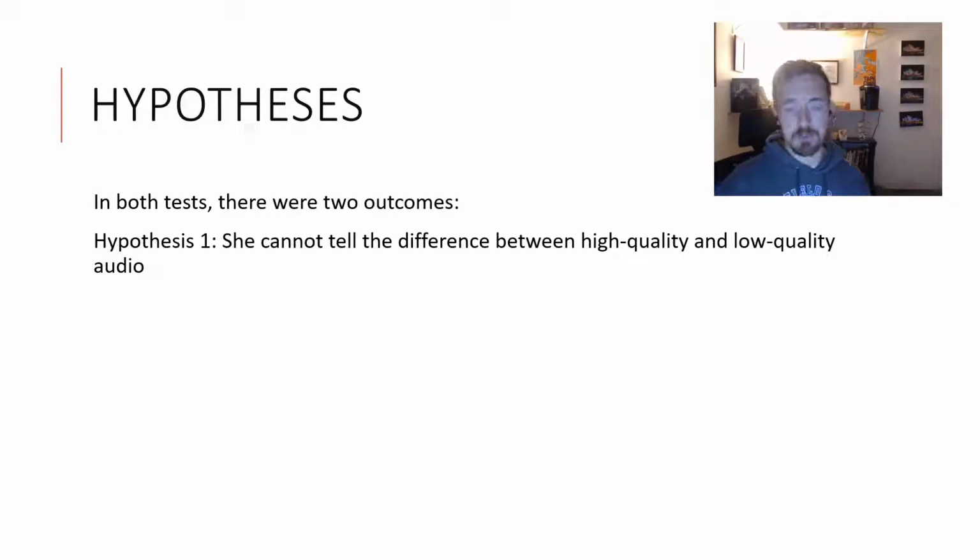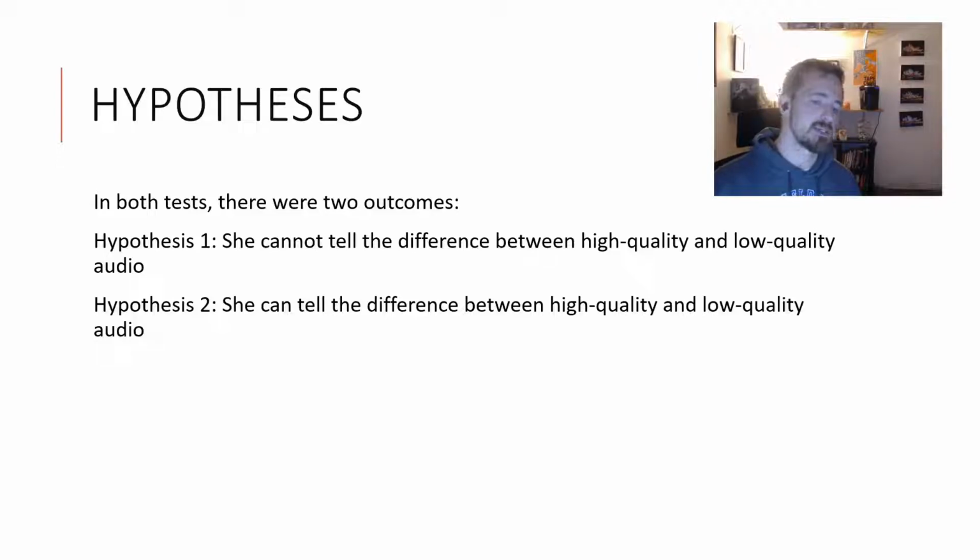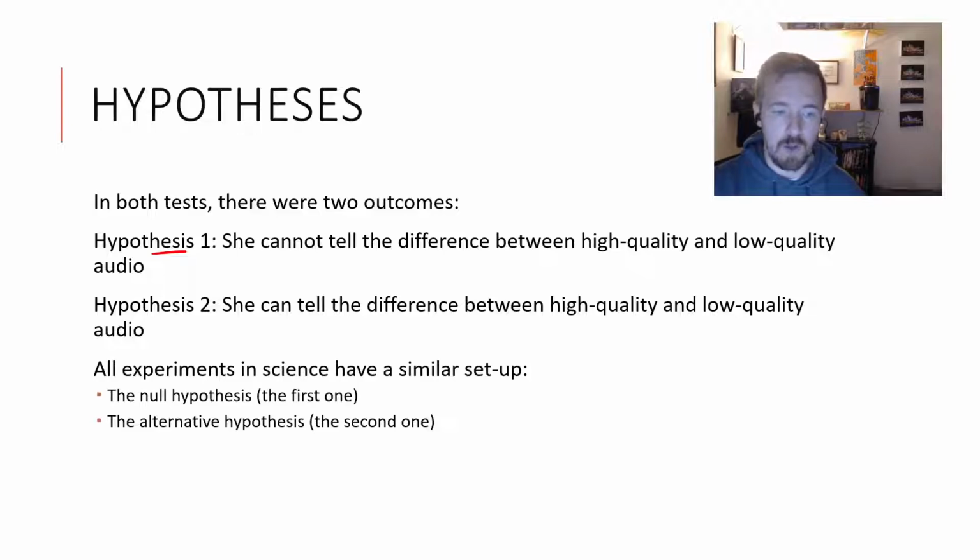The way that we're going to do this is, and this is really important for stats, because in most chapters from here on out, we're going to be breaking this down into what is the hypothesis. Let's define our hypothesis before we even analyze any data. In this test, there are two separate outcomes. Hypothesis 1 is that my friend cannot tell the difference between high quality and low quality audio. Hypothesis 2 is that my friend can tell the difference between high quality and low quality audio.